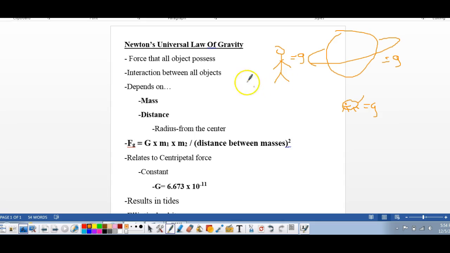And something a lot of people don't understand is that it's an interaction between all objects in the universe. All objects have gravity, and all objects are interacting with each other. And it's a force that really, not that long ago, scientists didn't understand.